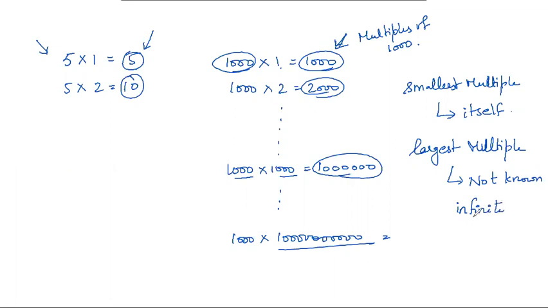What is finite? Finite means it has got some fixed value. What is meant by infinite? Its value is not known. It can go on in an infinite way. Clear?